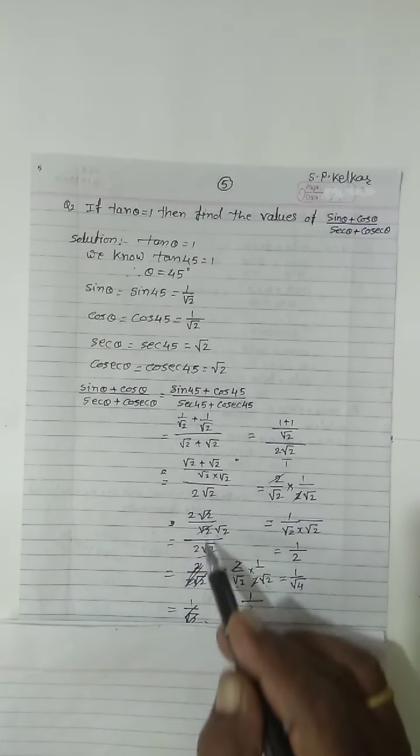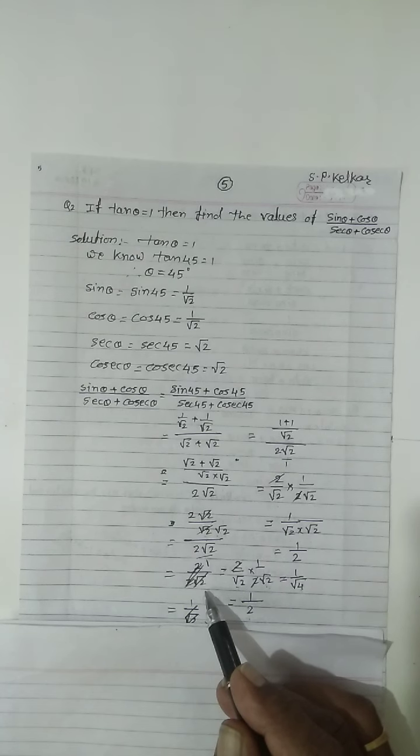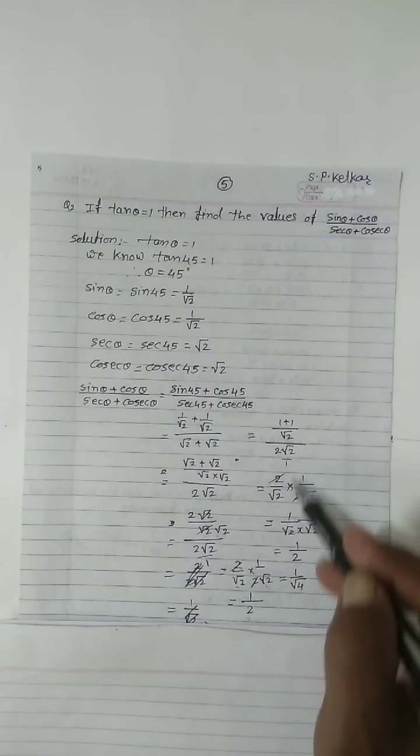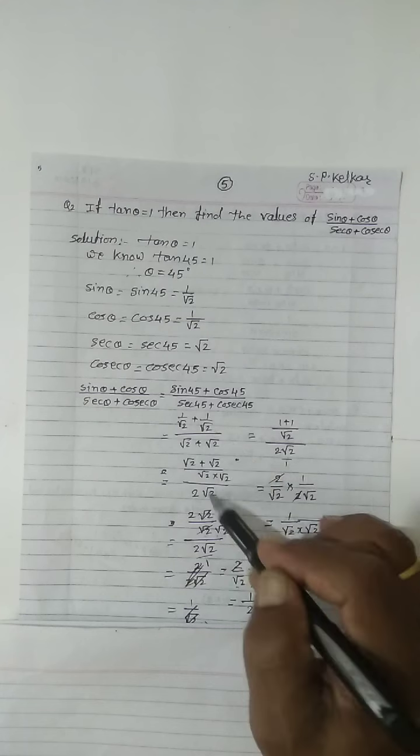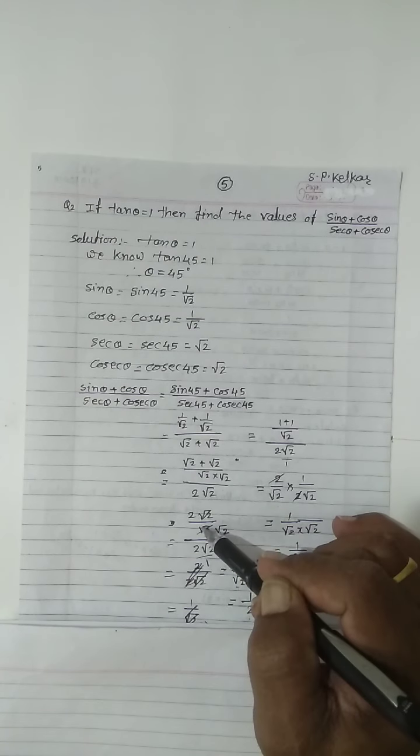You can solve this equation like this. We can take the sum of the rational numbers like this, or in this way.